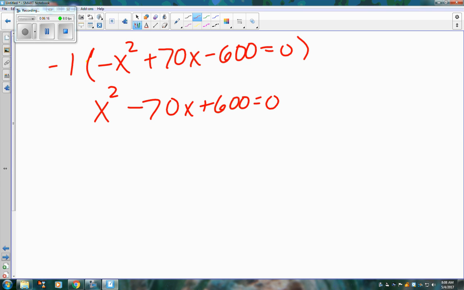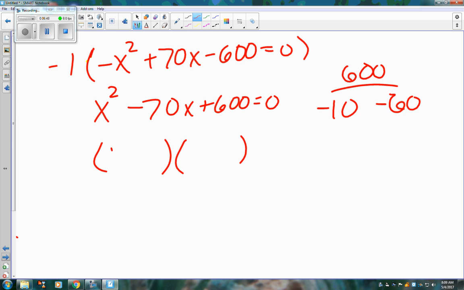Alright, from here, because x squared has a positive 1 in front, I'm going to take 600 and find the factors of 600 that will add to give me negative 70. Auburn, what were they? Negative 10. Negative 10 times negative 60 gives me positive 600. Negative 10 plus negative 60 gives me negative 70. So my factors are going to be x minus 10, x minus 60.